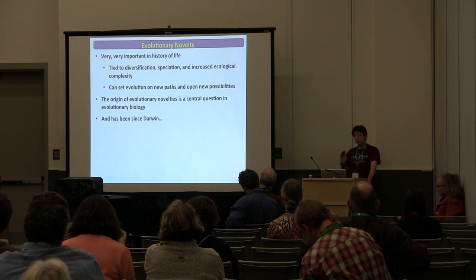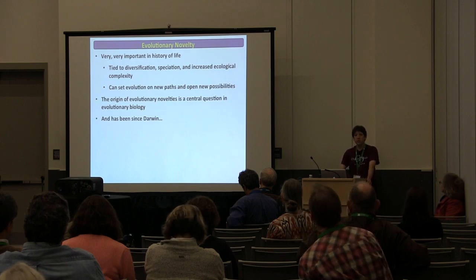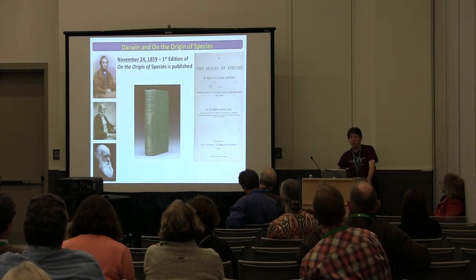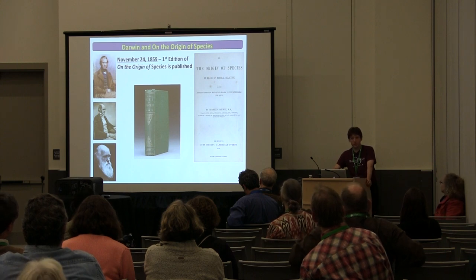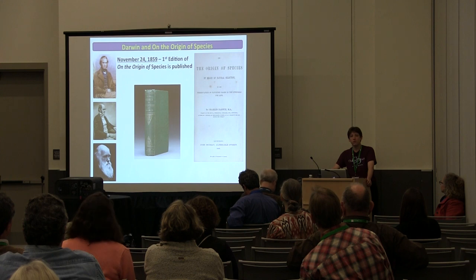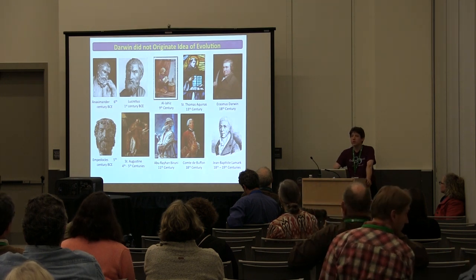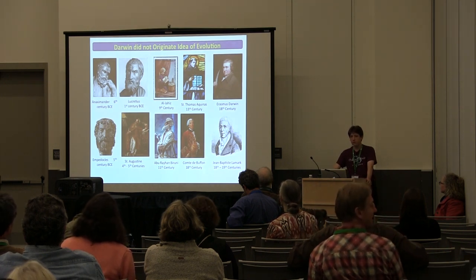So the origin of evolutionary novelties has been a central question in evolutionary biology, going all the way back to Darwin. As all of you likely know, on November the 24th, 1859, the first edition of On the Origin of Species was published. And this, of course, was the seminal event in modern biology. The Origin has become the foundational text for much of subsequent biology. But contrary to common belief, what Darwin did in The Origin was not originate the idea of evolution.